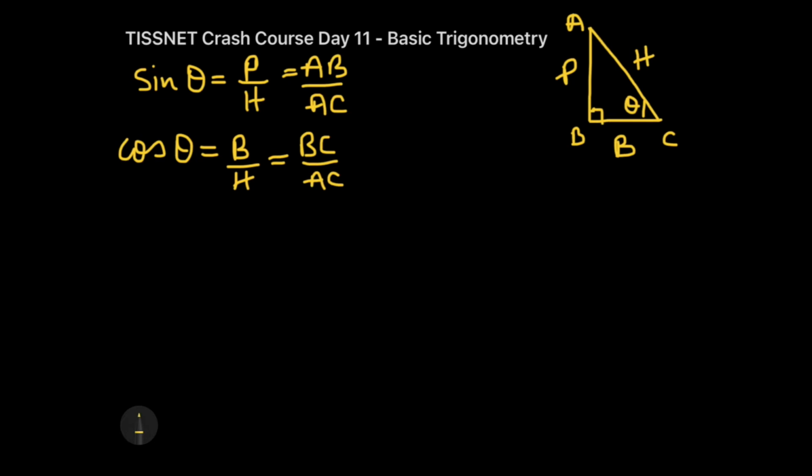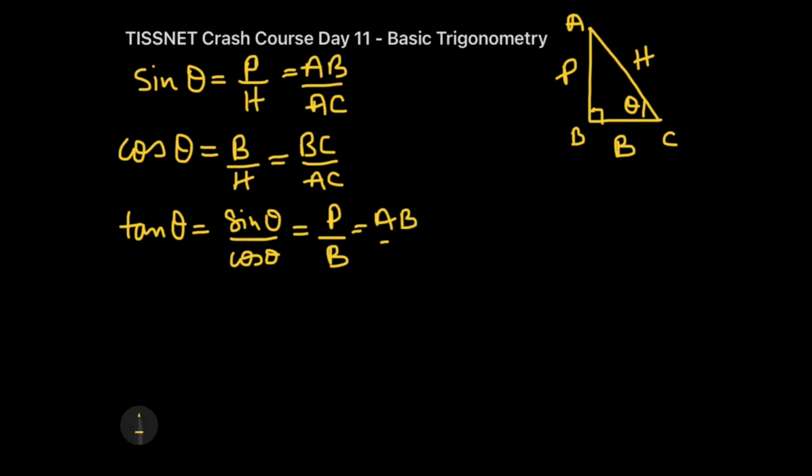Okay, and the next one you need to know is tan theta. Tan theta is basically the value of sin theta divided by cos theta. So let me write it down for you. Sin theta divided by cos theta, which we can also call perpendicular by base, because you see, if I divide this, hypotenuse and hypotenuse will cancel out and I will be left with perpendicular by base, and that is equal to BC by AB, and this is called tan theta. Now these three are essential.